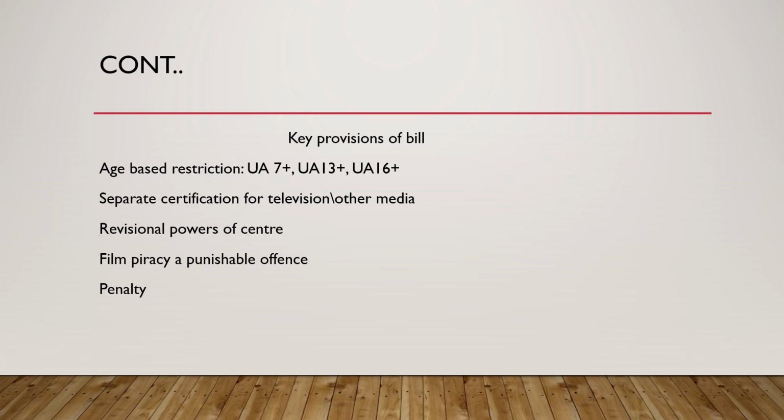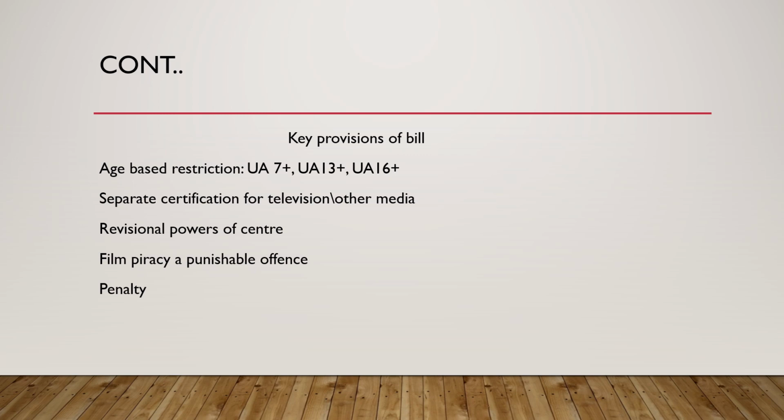Let's go to the key provisions. The bill introduced three age-based certifications under the UA category: UA 7 plus, UA 13 plus, and UA 16 plus. These age-based markers are meant for parents or guardians to consider whether their children should view such a film. They are only recommendatory. So remember this term, they are only recommendatory.